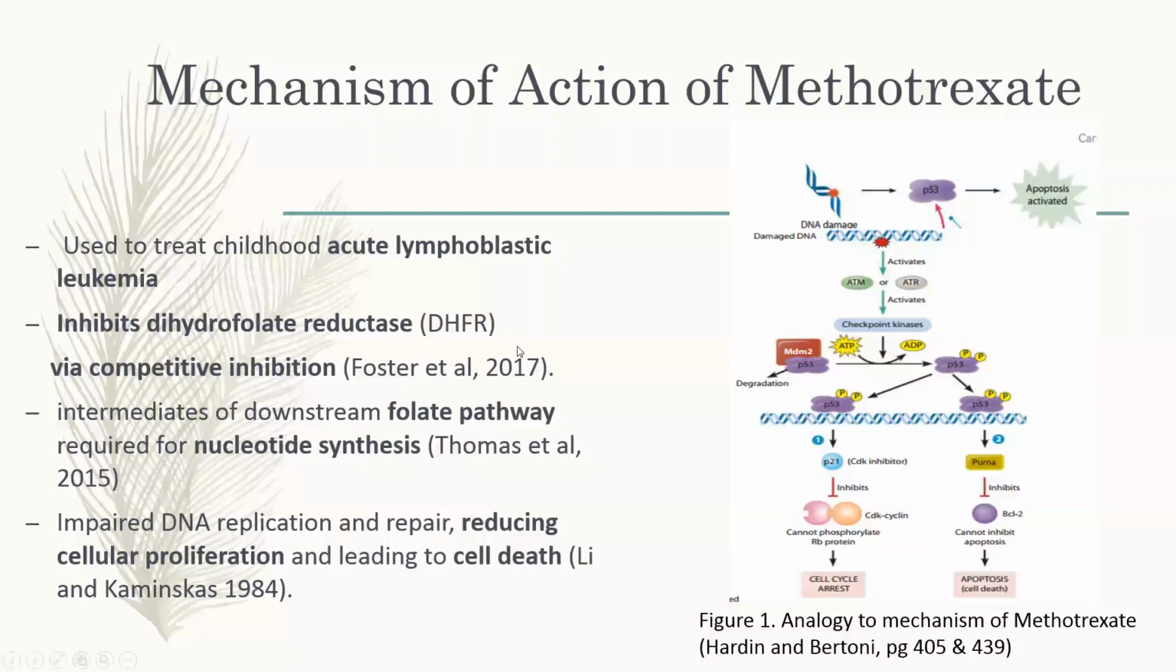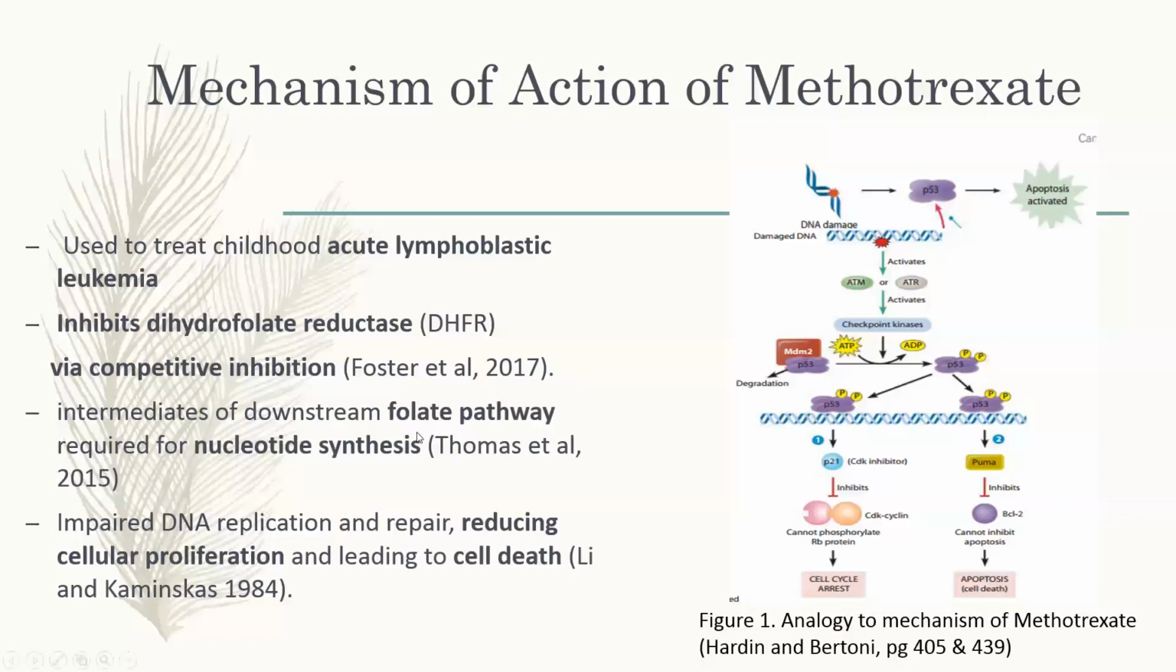So methotrexate is used to treat acute lymphoblastic leukemia in children, and it does this by inhibiting dihydrofolate reductase, which is an enzyme, through competitive inhibition. And basically, this drug binds to the active site of the dihydrofolate reductase, and this binding causes it to become inhibited.